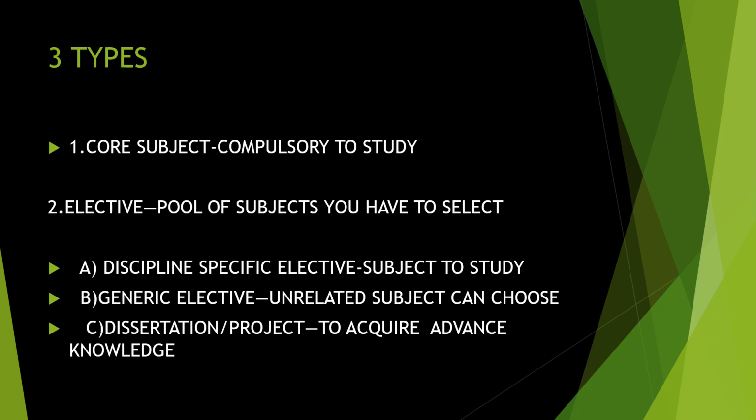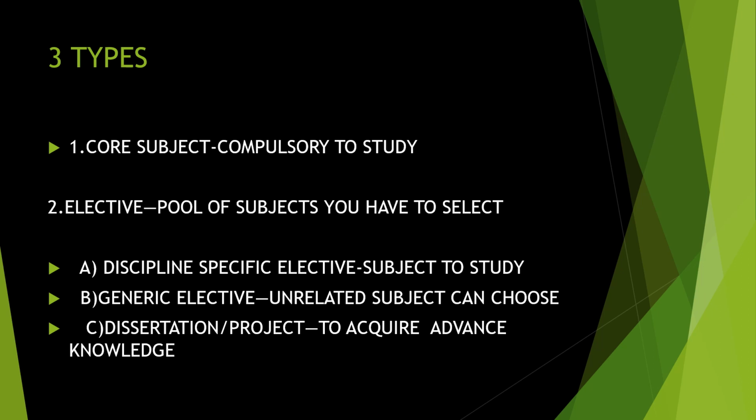And elective is the pool of subjects you have to select. There are a lot of subjects. From that you have to select which one you need. Okay, each subject is connected with certain types of sub subjects. From that you have to select the electives. Okay. That is discipline specific elective. Discipline specific elective means subject to study. So if you take English, you have to study British history. It is discipline specific. Discipline specific means related to the subject, you have to take some subjects.